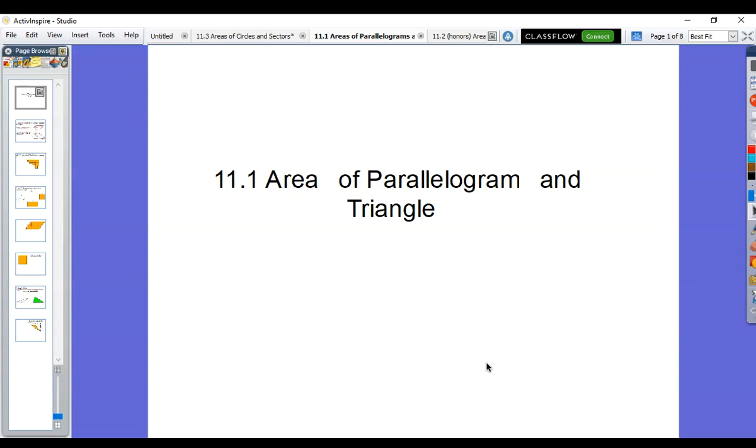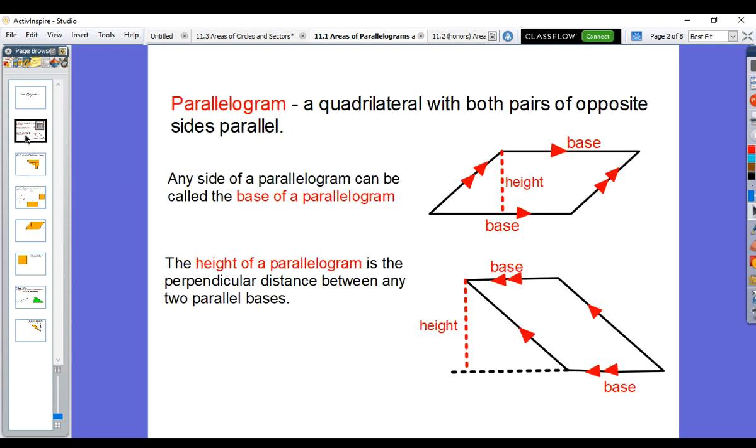Welcome, y'all. We're here to learn about areas of parallelograms and triangles. Let's talk about that. Let's break down the individual parts of it.